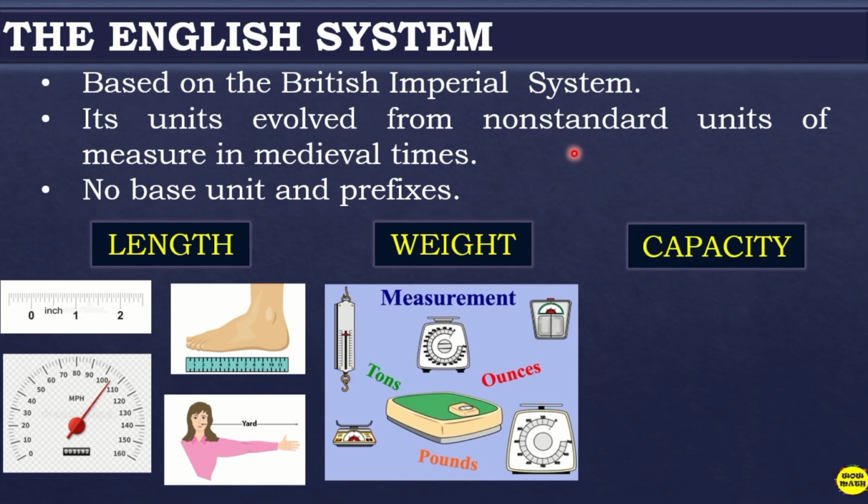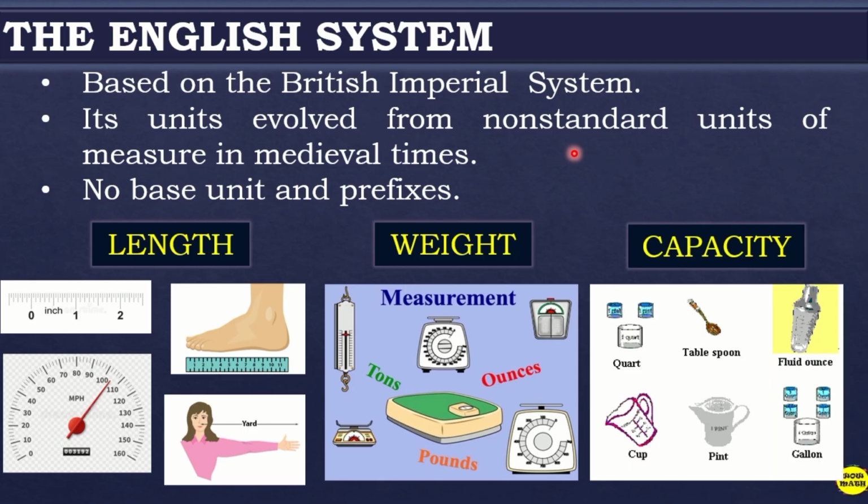Okay? And then for capacity, dito pumapasok yung quarts, tablespoon, ito yung kapag panukat ng mga meron tayong gagawin kapag baking or cup. Yan ang ginagamit natin. So, gaano karami yung amount. Okay? So, ito po yung ginagamit natin. Quarts, tablespoon, ito yung mga units. Cups, pint, and then gallon, and of course, yung fluid ounce.